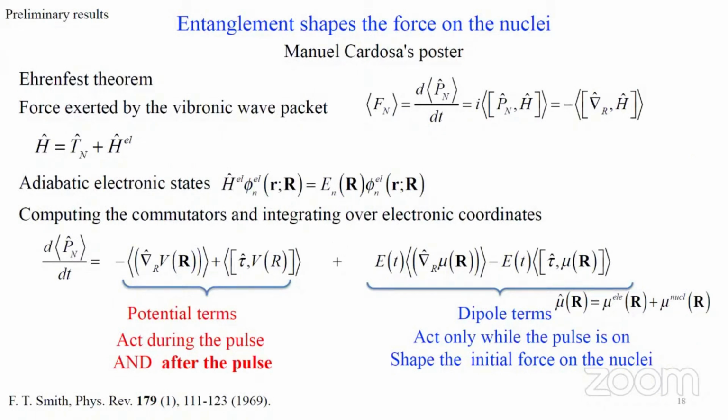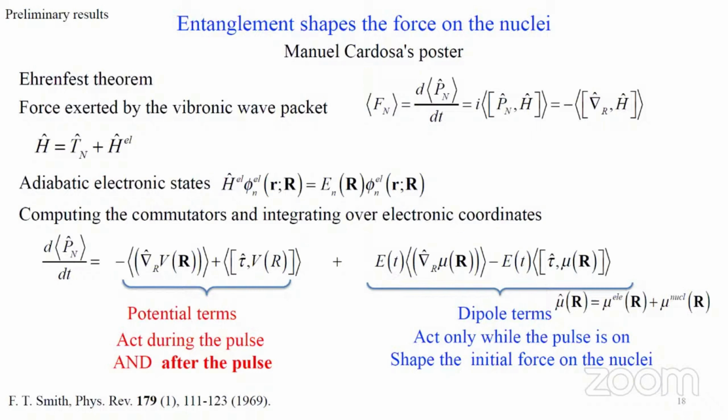We wanted to understand how entanglement can be used to shape the force on the nuclei. So I am talking about a semi-classical force, right? We don't have an operator for the force, but we can still compute the mean value of the force, the mean being over the vibronic wave packet, and using the Ehrenfest theorem, it is the mean value of the commutator between the gradient and the full Hamiltonian. And when you do all the math for the commutators and you use adiabatic electronic states, you end up with 2 kinds of terms.